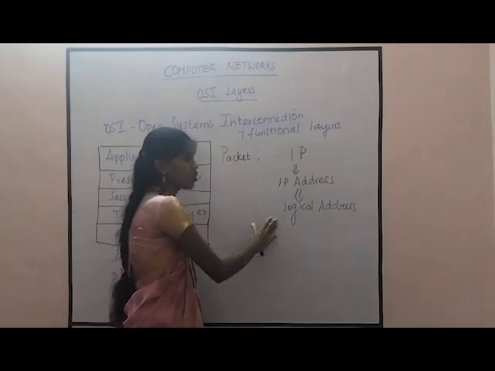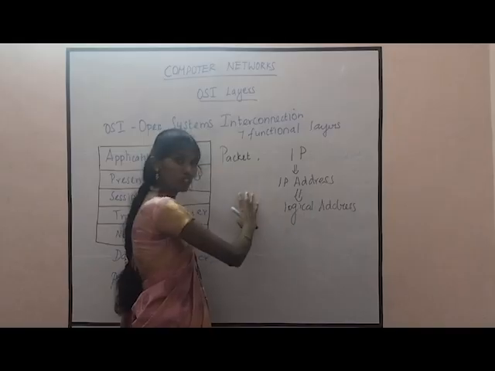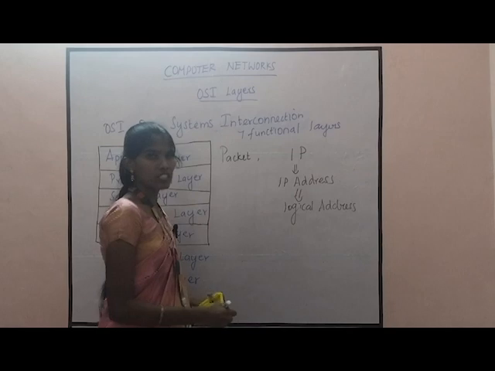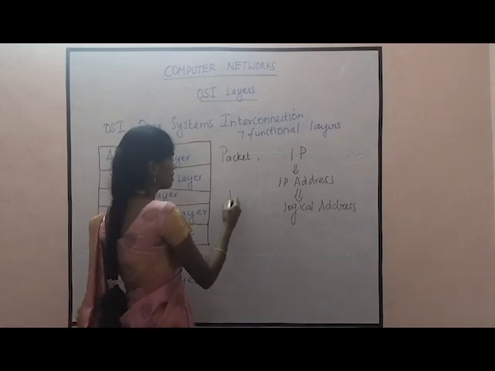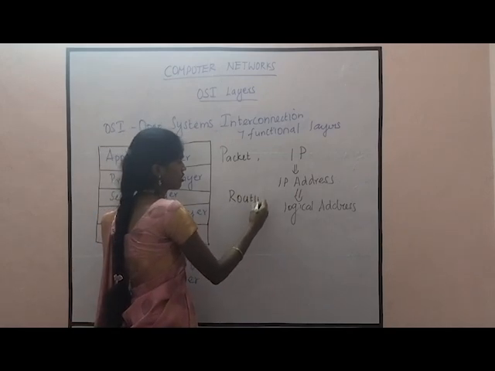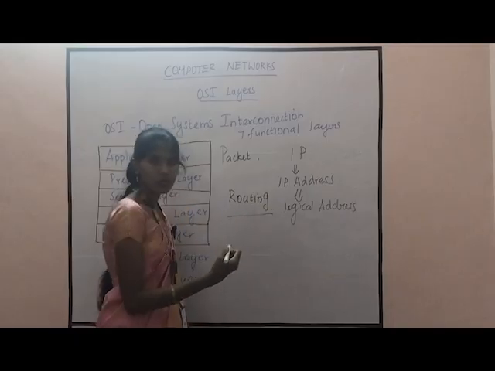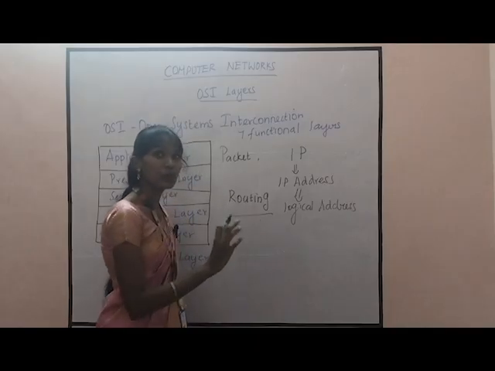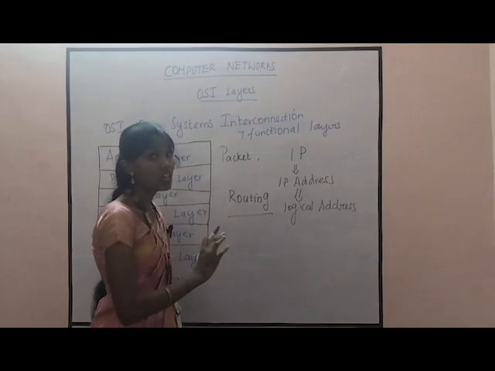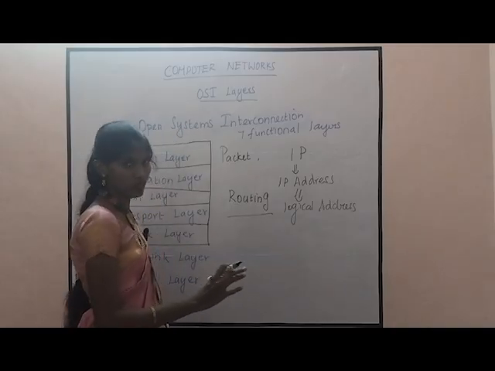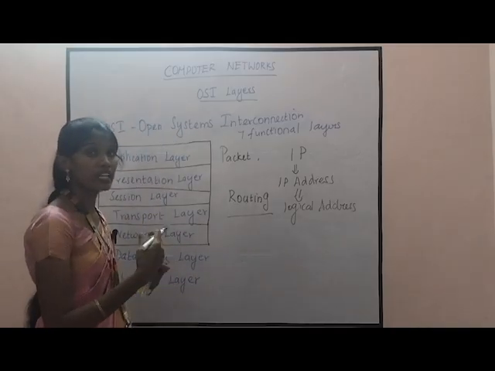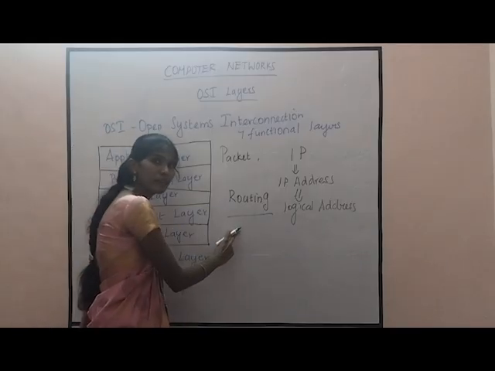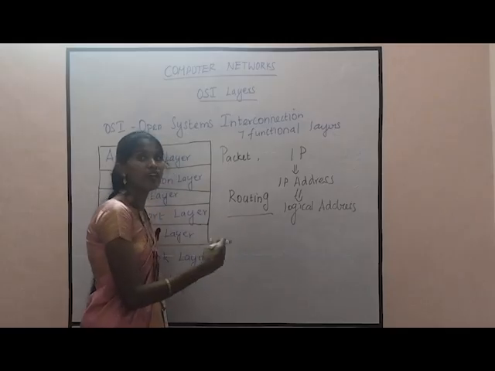This logical address is a very big topic, and we have to deal with it in a different video. Before that, let me tell you what the main function here is. The main function is routing. Routing means you have to find the route between the sender and the receiver across the network. You may be passing more than one network in between, and over the network you have to find the route. Route finding means you have to use one algorithm to find the best route.